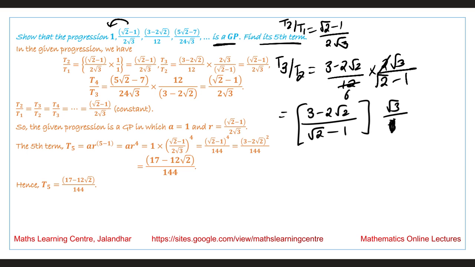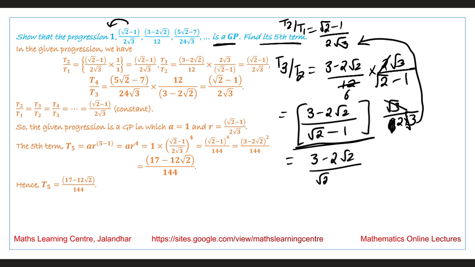This 6 we can write as 2 into 3. So this root gets cancelled over here and we are left with this root 3, because we are comparing this answer over here. Now look at this value. We are getting (3 minus 2 root 2) by (root 2 minus 1), and over here we have 1 by 2 root 3.